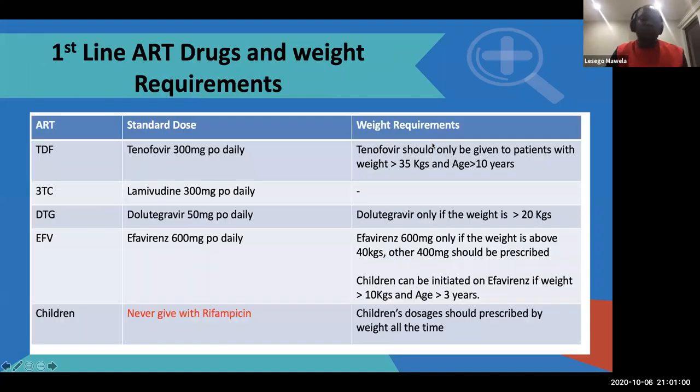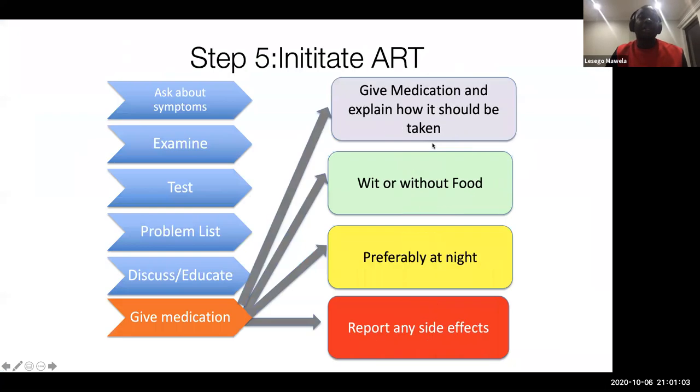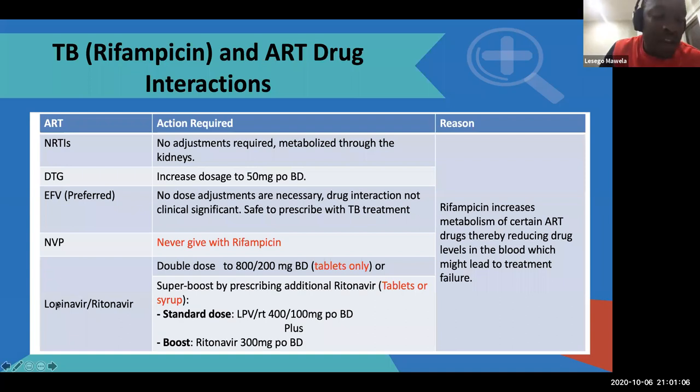But then I showed you this slide here, right? That's how you put it all together. I said, when you give lopinavir, ritonavir in a patient who's taking TB treatment, you must say, I will give abacavir with lamivudine, but when you get to lopinavir, ritonavir, you either need to double the dose. Mildred is an adult, she's able to take tablets, so you can just double the tablets from 2 tablets BD to 4 tablets BD, which would be 400 over 200, or you prescribe the standard dose, which is 400 over 100 plus ritonavir, right?